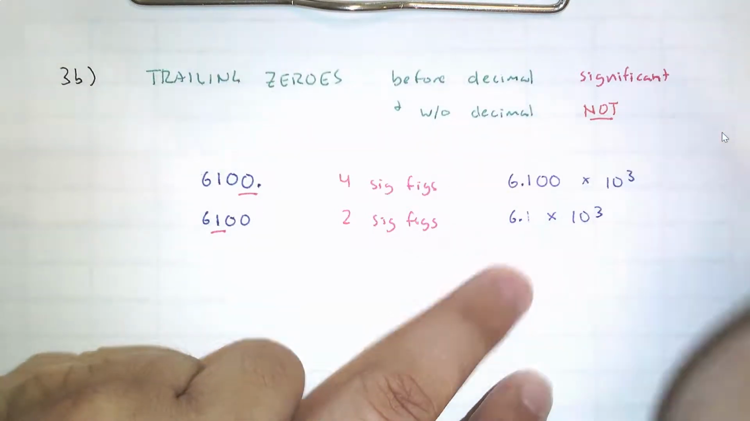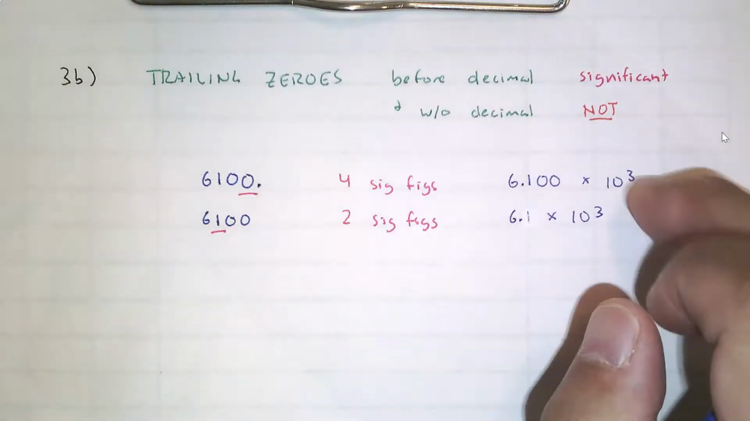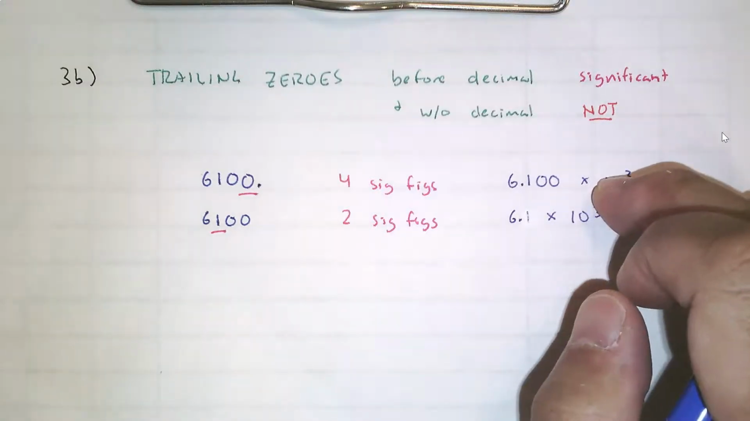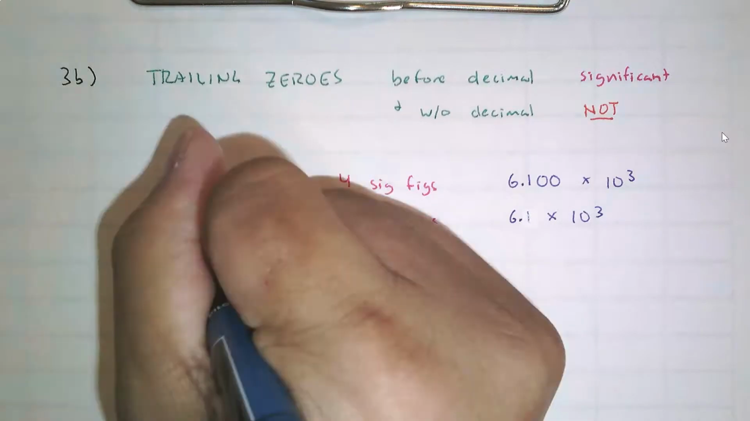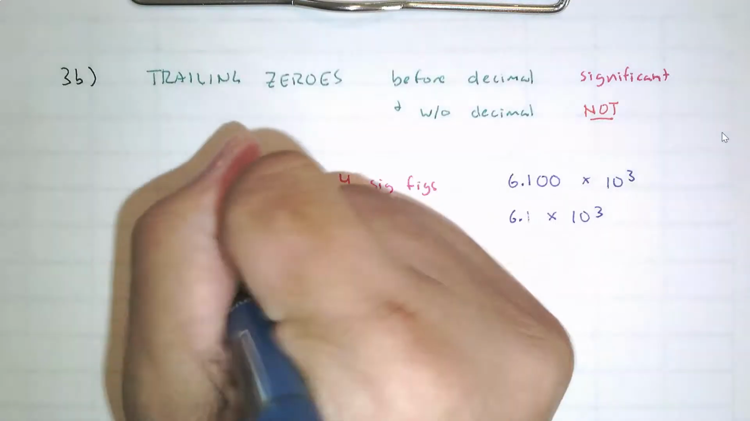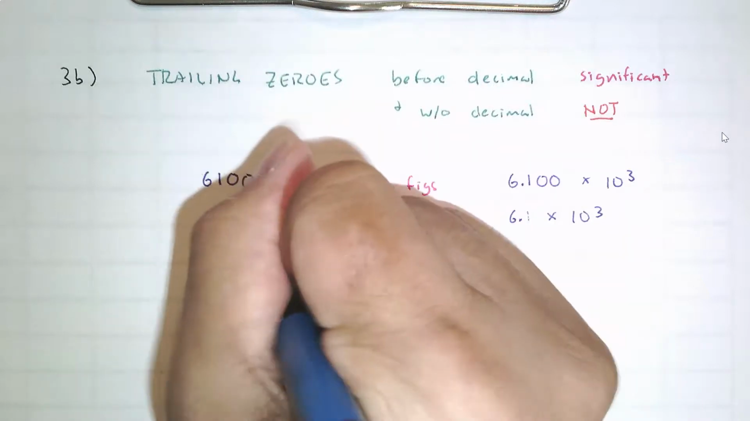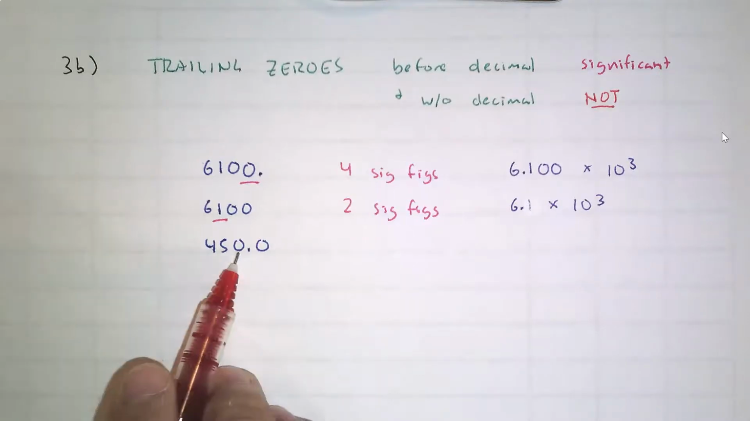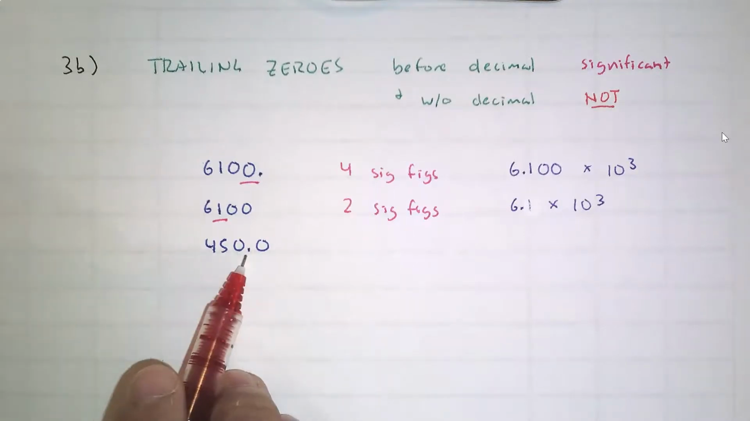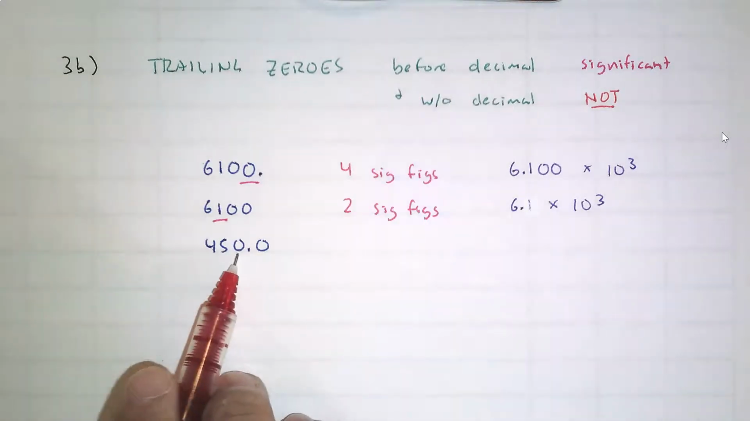Again, in the eyes of the calculator, these two numbers are identical, but one is more certain than the other. Okay. One more, just for practice. Again, 45, let's say 450.0. What about for this? That 0 is not captive, it's a trailing 0, but it's before the decimal, so that is significant.